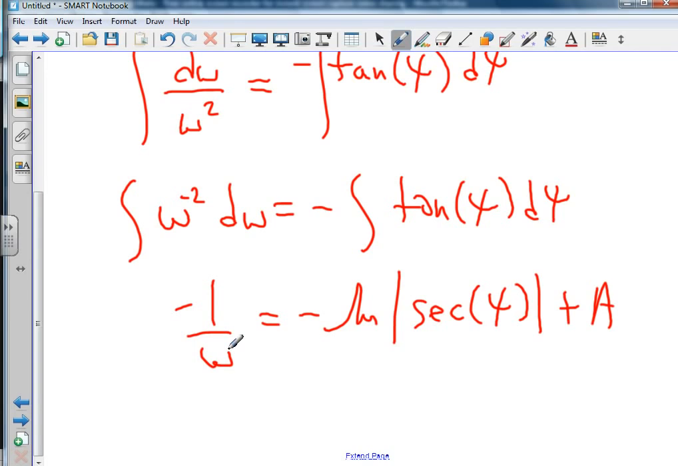Okay? Now, you can get A now, or you can get A later. It doesn't matter. By the way, the negatives, you could cancel them if you want to multiply both sides by a negative. Why not? All right. Can you get A? What was the initial condition for 26? Omega of 0 is 2, so plug in 2 for omega.